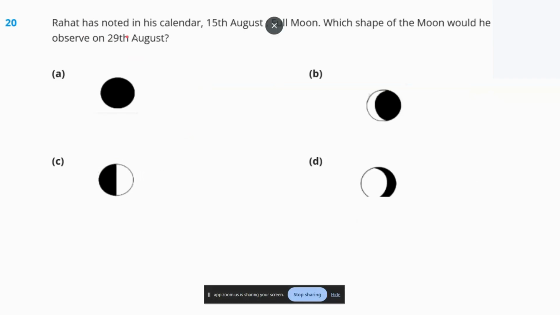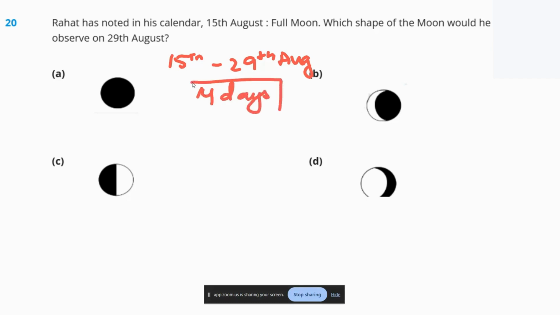Next, Rahat has noted in his calendar 15th August. Okay, it was full moon. Which shape of the moon would she most likely observe on 29th August? So if you notice from 15th August to 29th August, how many days will you have in your hand? So 16, 17, 18, 19, 20, 21, 22, 23, 24, 25, 26, 27, 28, 29. 14 days. Okay, 14 days. So there are 14 days in between 15th August and 29th August.